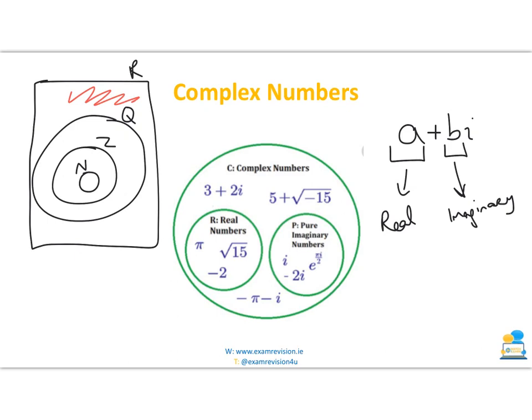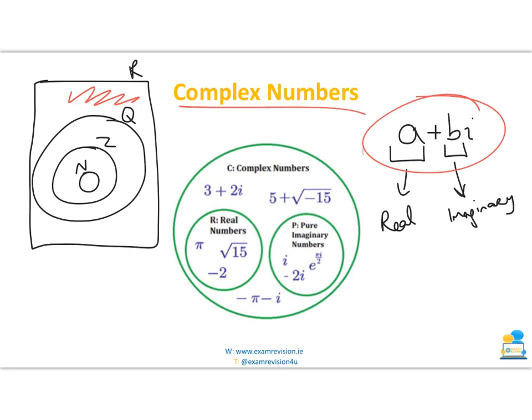And that would have been our knowledge of our number systems. But then when we got into Leaving Cert, we introduced another number system, which we call complex numbers. And as I've said, complex numbers are made up of our real and our imaginary numbers. And that's where we get a plus bi from. Now, why do we need complex numbers? I suppose that's the next question.